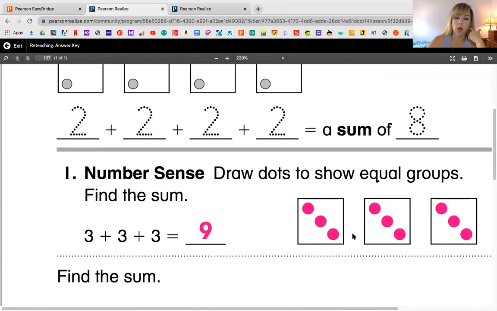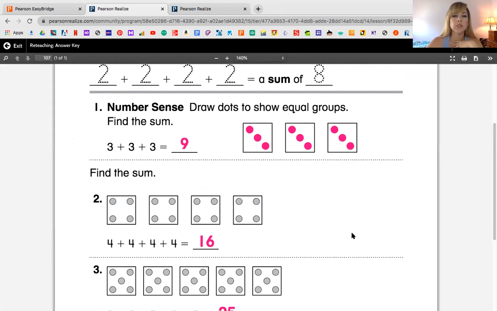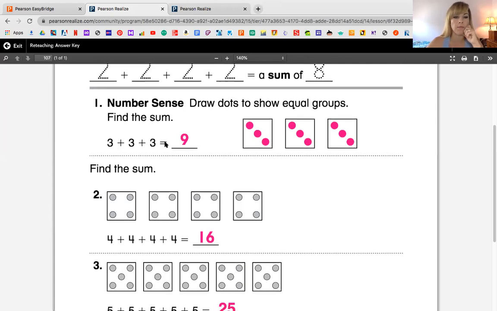Okay? Now, going into the math that you completed on your own, number 1 says draw the dots to show the equal groups. Find the sum. So they're doing a repeated addition of 3 plus 3 plus 3. They put 3 dots here, 3 dots here, and 3 dots here. I know that if I add 3 plus 3 plus 3, my sum is 9. And the way that I could check my work is to count the dots. So 1, 2, 3, 4, 5, 6, 7, 8, 9. My sum is 9. I checked off my work.